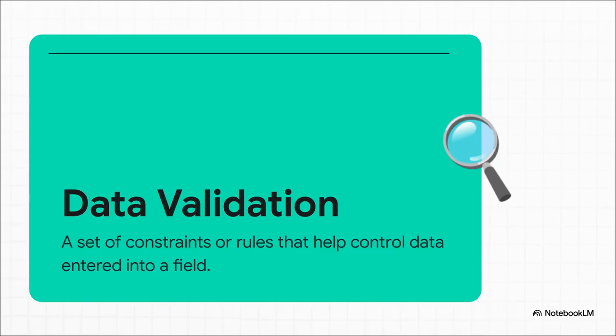So the official term for these guardrails is data validation. At its core, it's just a set of rules you apply to your data fields. Now, a program like Access already does some of this for you, right? It's not going to let you type text into a number field, for example. But we can supercharge this by adding our own custom rules to make it way, way smarter.